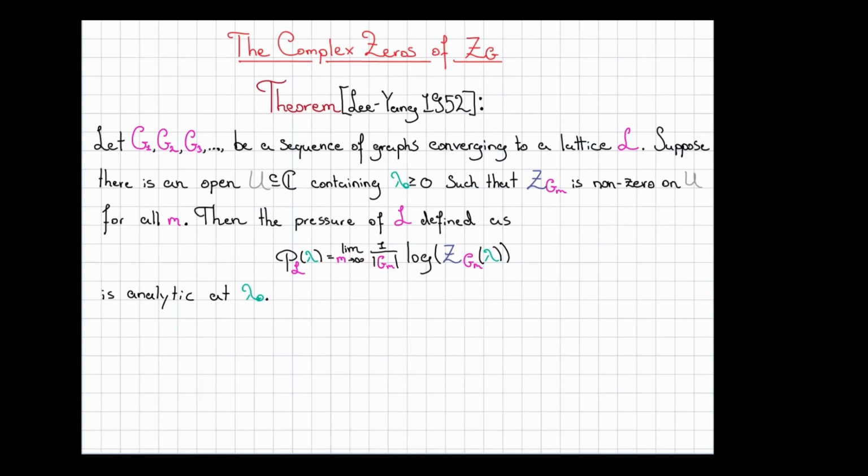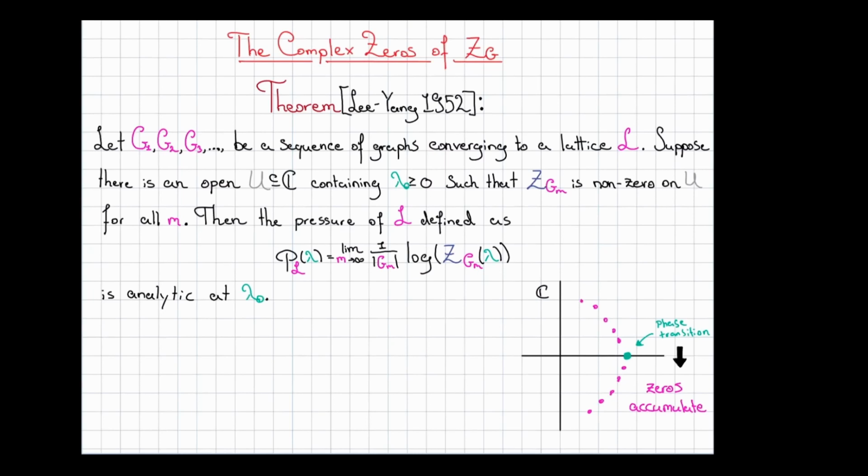And if it's not analytic at a particular parameter, this is called a phase transition in statistical physics language. So what this theorem says is that if there is a phase transition, then zeros must accumulate on this parameter for the sequence of finite graphs.